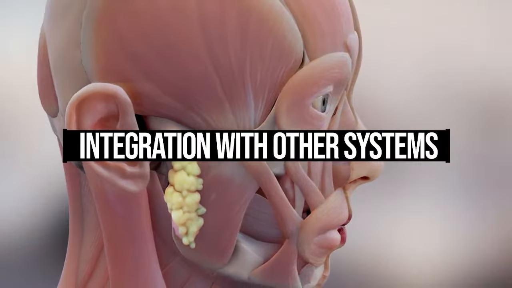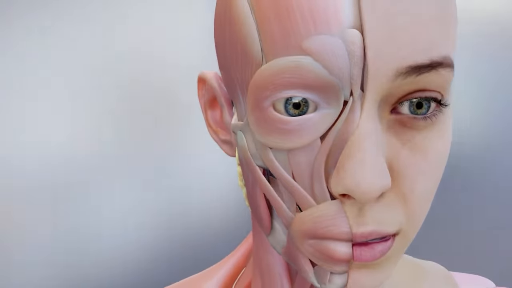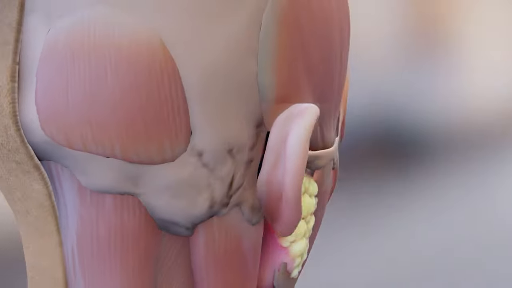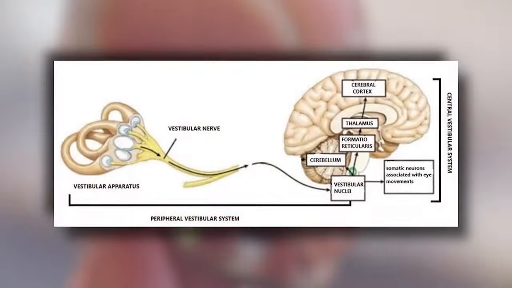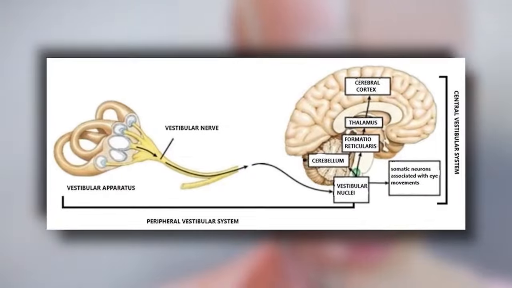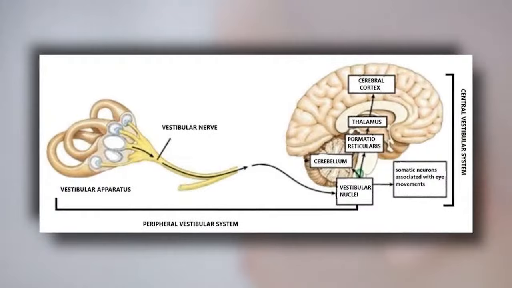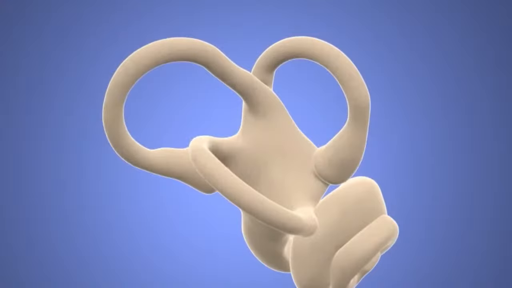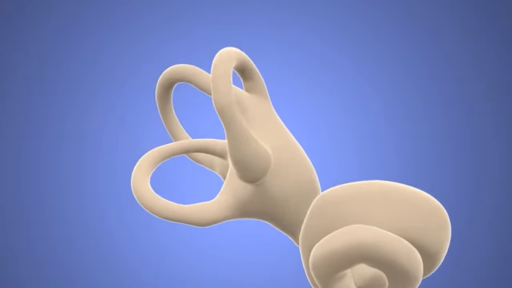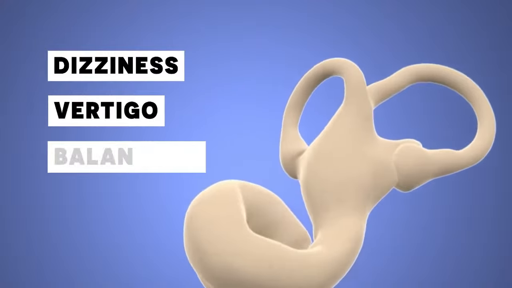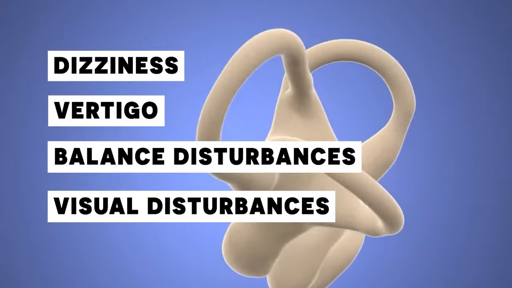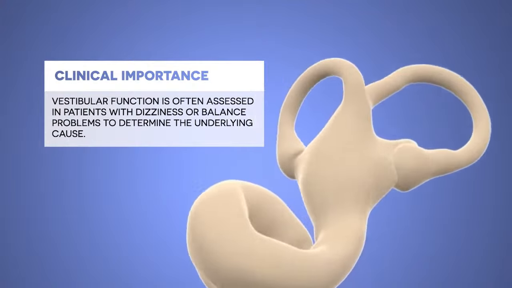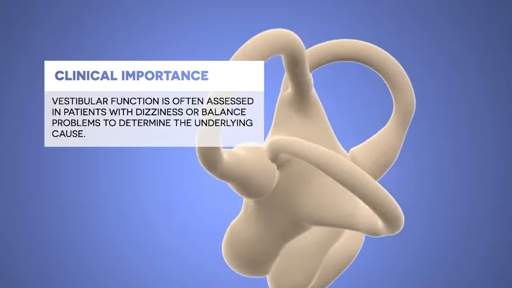Integration with other systems. The vestibular system works closely with the visual system and proprioceptive sensors in the body to maintain balance and spatial orientation. Information from the vestibular system is sent to the brainstem, cerebellum, and other areas of the brain to help coordinate movement and balance. Clinical importance. Disorders of the vestibular system can lead to symptoms like dizziness, vertigo, balance disturbances, and visual disturbances during movement. Vestibular function is often assessed in patients with dizziness or balance problems to determine the underlying cause.